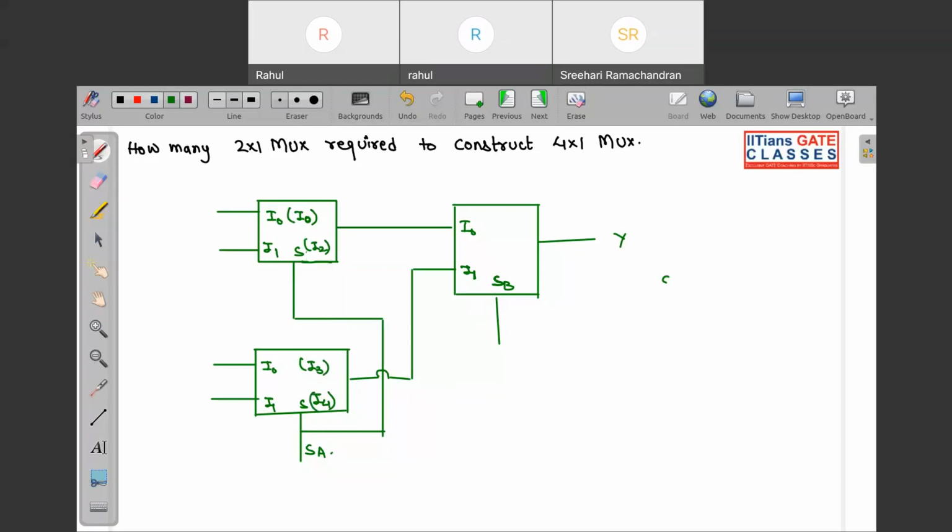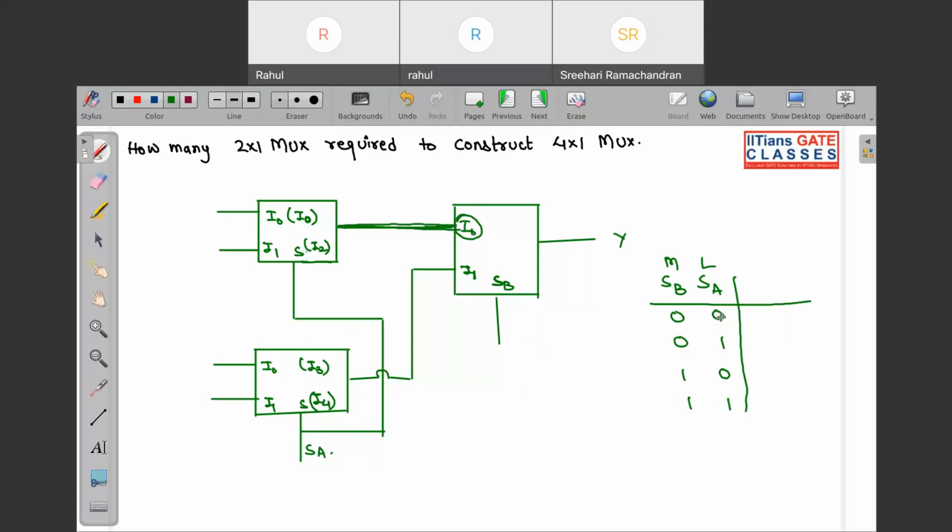See, if you take SB as MSB and SA as LSB, so what will happen? This is 0 0 0 1 1 0 1 1. So when SB is 0, SB 0 means what? This line is getting selected. And SA 0, SA 0 means what? See, this line will be activated. Only output coming through this line will be taken as input.